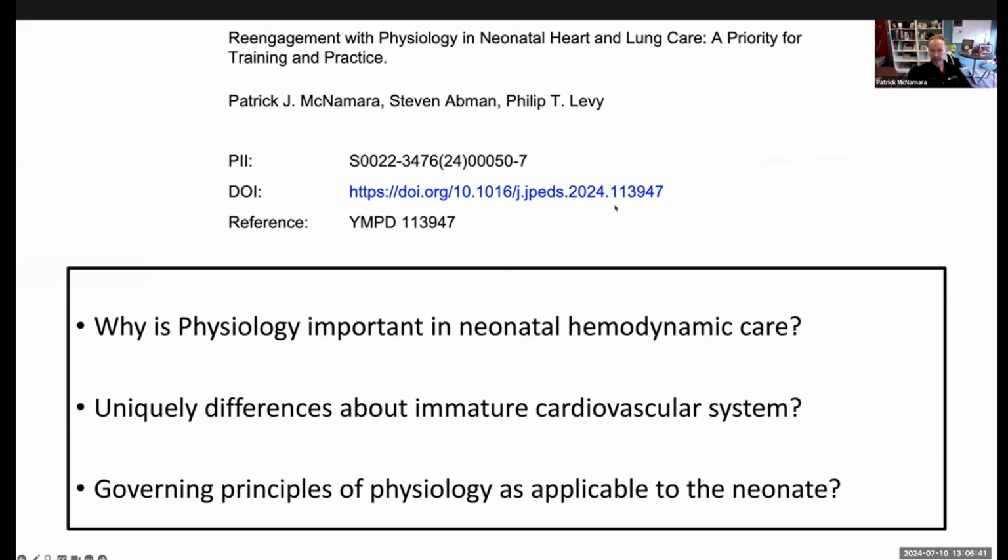That Steve Abman, Phil Levy and I wrote on re-engagement with physiology, because there are many existential threats to contemporary neonatology, but one of them is how far many neonatologists have moved away from thinking of physiology at the bedside. The approach to care is often very dogmatic, very algorithm- and protocol-based, and it makes no sense.